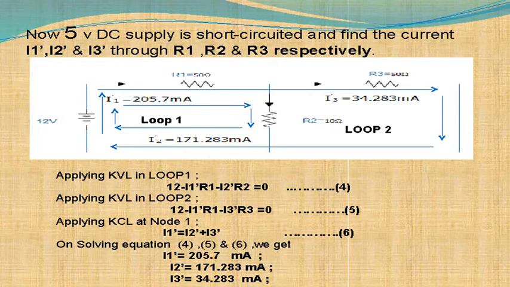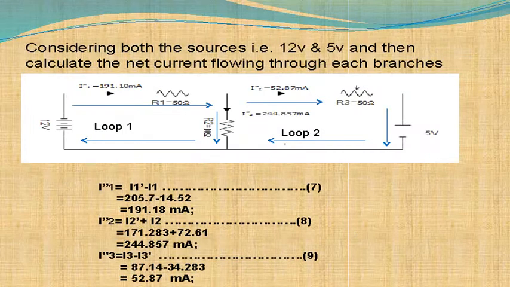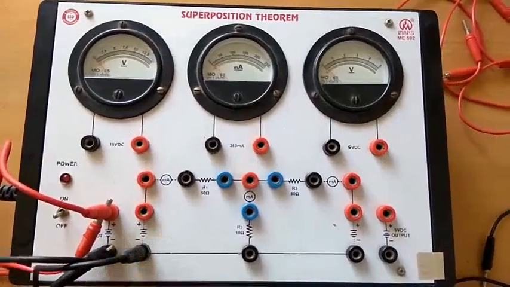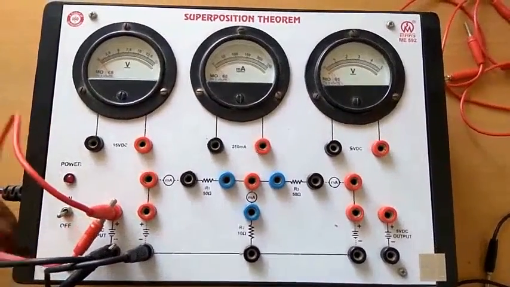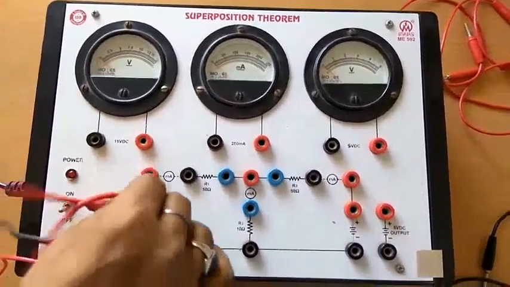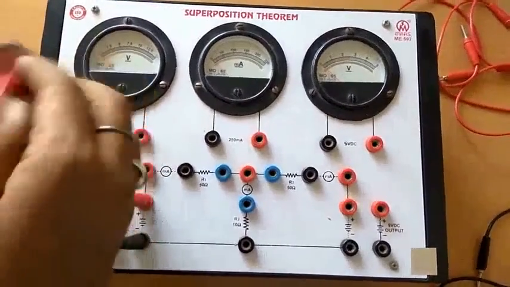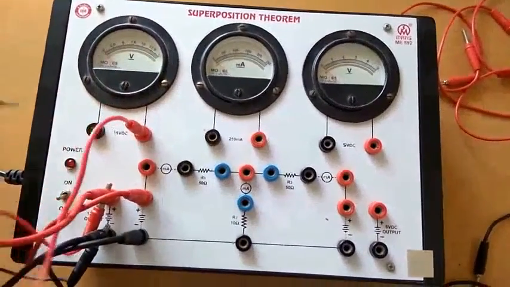So now we have done the calculation of the current through all the branches. Firstly, we activated the 5-volt supply, then the 12-volt supply, and lastly both the 5-volt and 12-volt supplies. So now we do the connection for the superposition theorem.